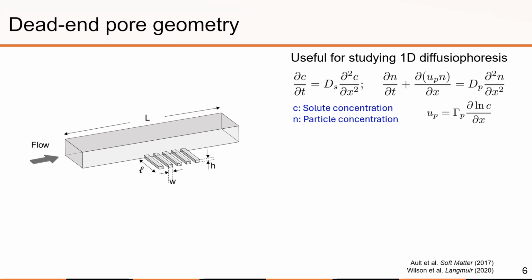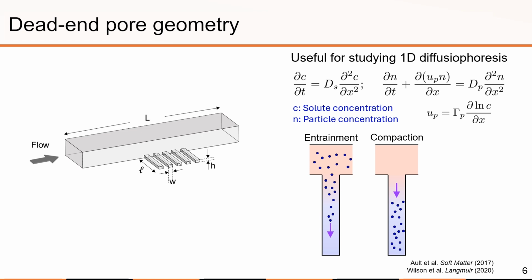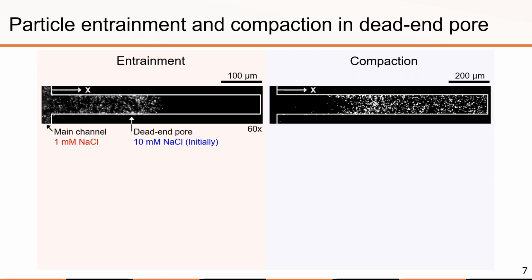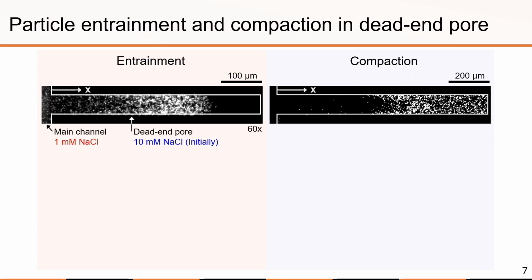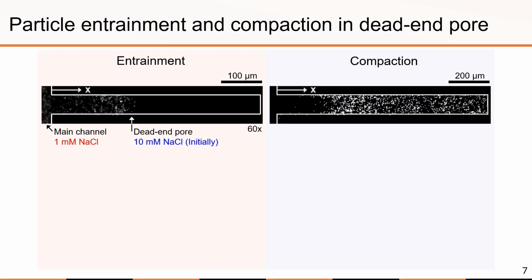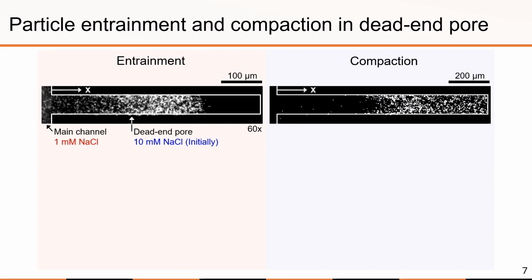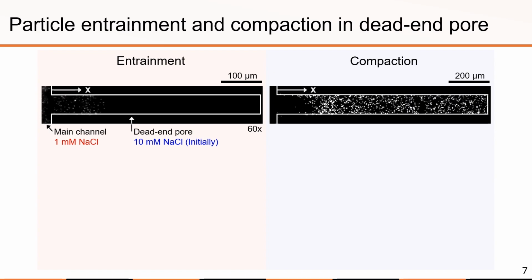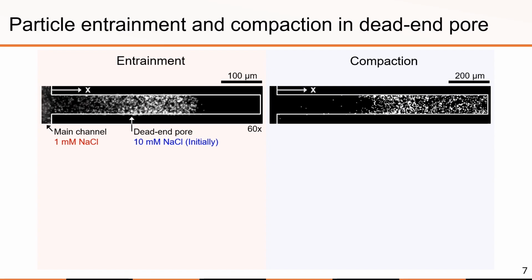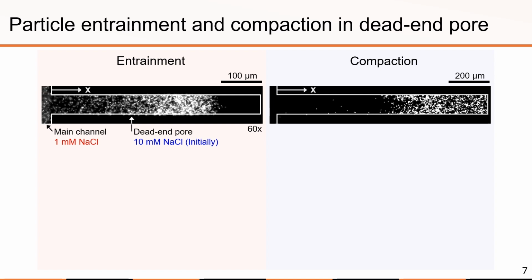advection-diffusion equation. In the experiments, depending on the choice of the initial and boundary conditions, we can entrain particles into the pore along the solute gradient, compact existing particles toward the dead end, or withdraw existing particles by changing the sign of the solute gradient. Here we're seeing typical experimental videos obtained from the entrainment and compaction configurations. In these systems, negatively charged polystyrene particles in the main channel move into an initially empty pore, or the same particles that are initially located in the pore move toward the dead end by diffusiophoresis.